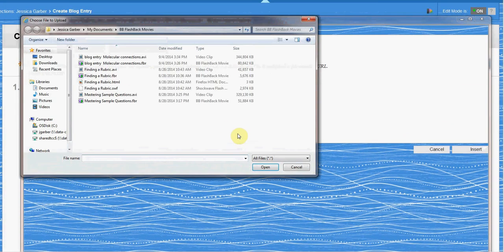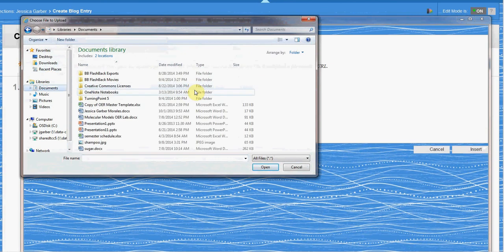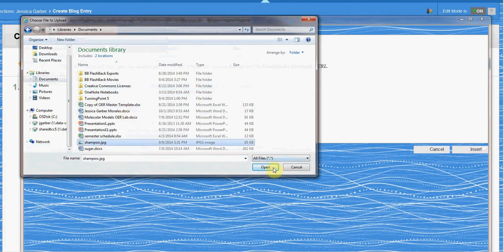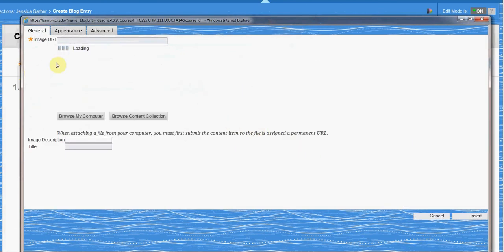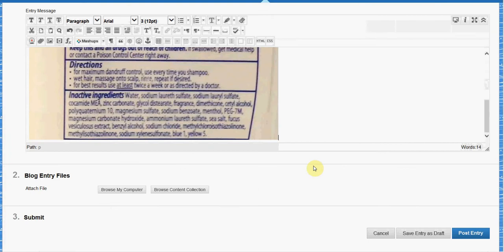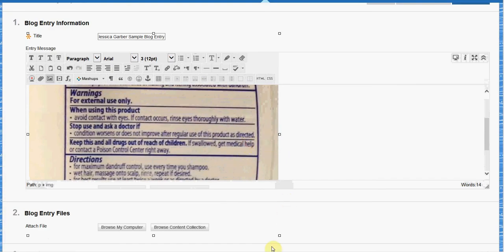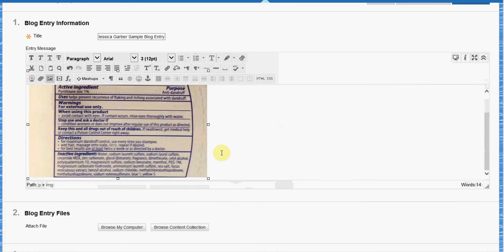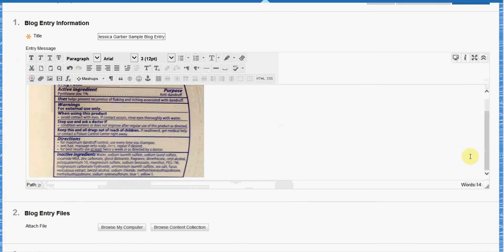Now at this point you have to pull up the image. I've already saved it to my computer. It may take a little while to load, but it should come right up. It's always a good idea to go ahead and say the item description. So this is a shampoo label I found at my dad's. And it pops up. Now if you wanted to, you could make this bigger or smaller. I think we can make it a little smaller just for our purposes.